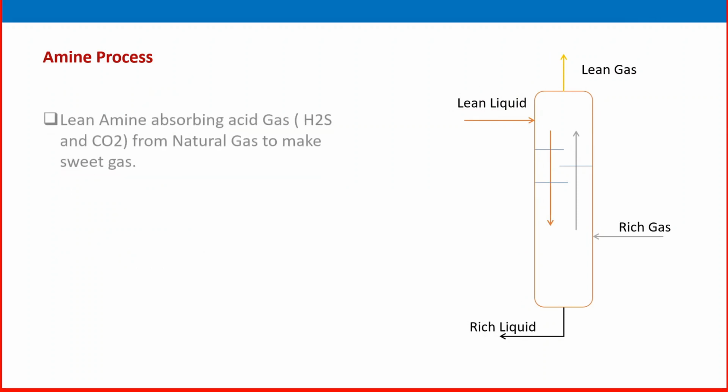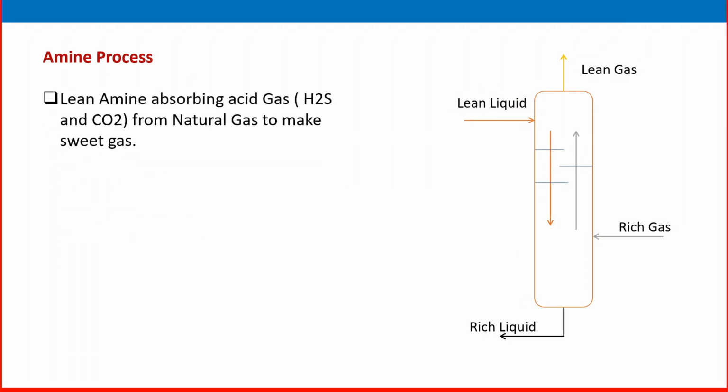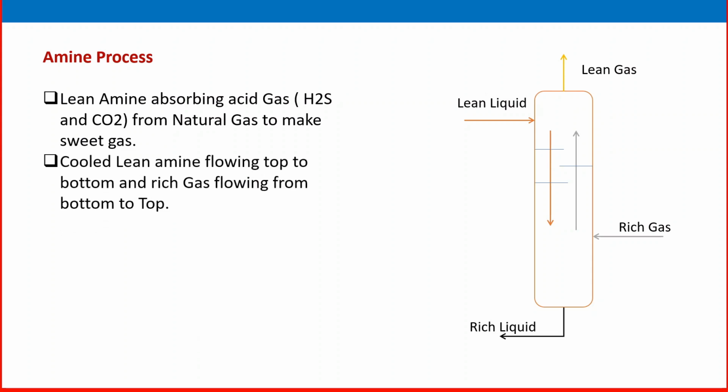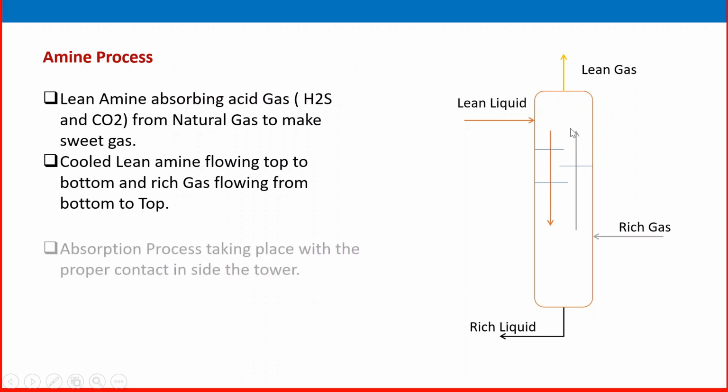Selecting the amine process. Lean amine absorbs the acid gases H2S and CO2 from natural gas to make sweet gas. Cooled lean amine flows to the top and then down to the bottom. While lean amine flows from top to bottom, rich gas flows from bottom to top.